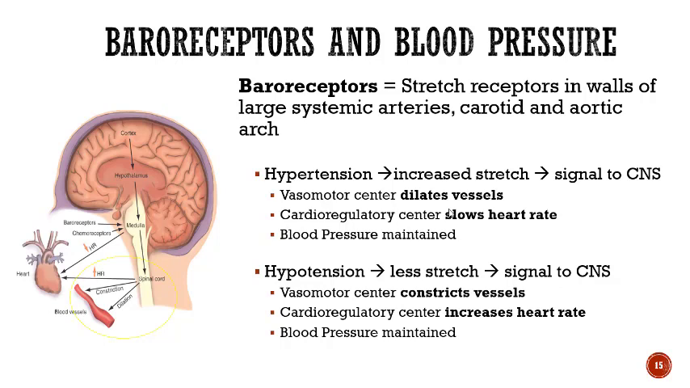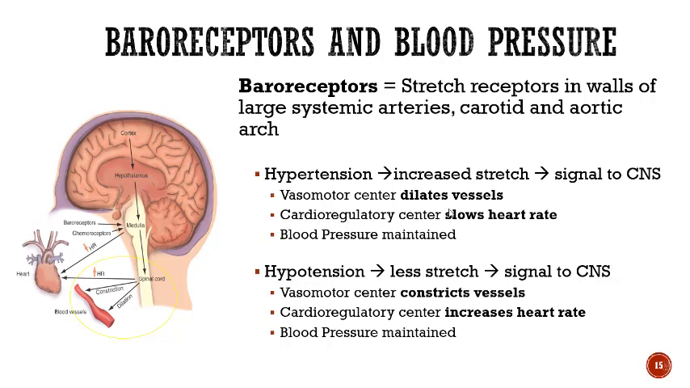And then your cardioregulatory center is going to slow down your heart rate, and hopefully then your blood pressure is going to maintain. Because again, the whole goal of all of these systems coming together is to maintain a normal perfusion, maintain a normal blood pressure. So if you're hypertensive, it's going to want to calm everything down by vasodilating to lower that pressure, slowing that heart rate to lower that pressure so it can maintain that perfusion.